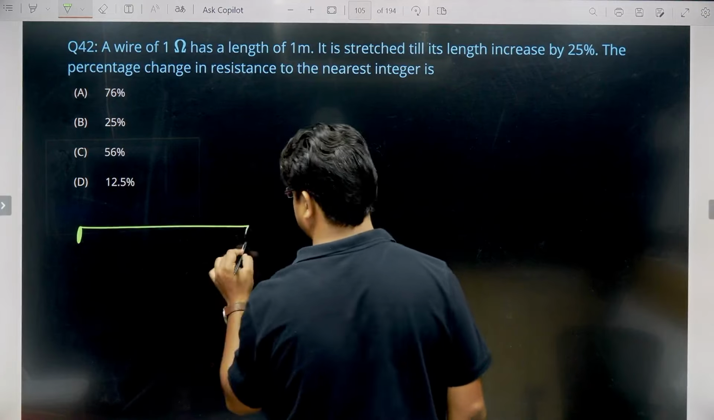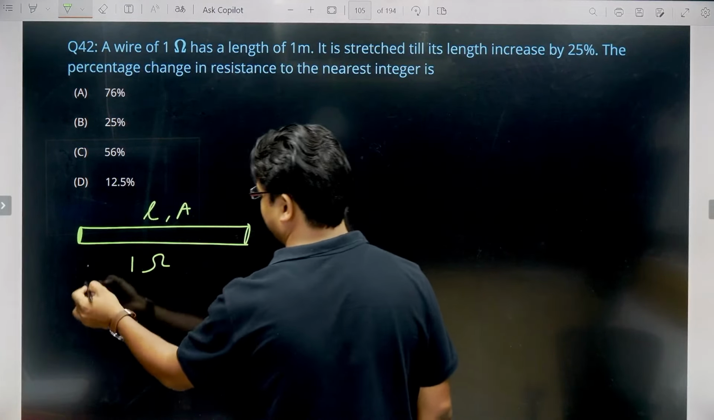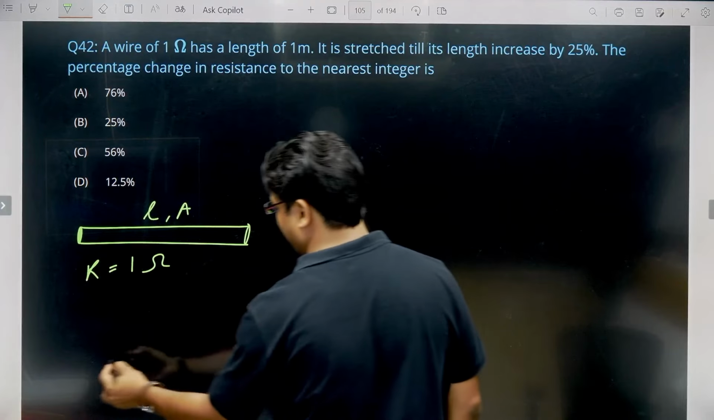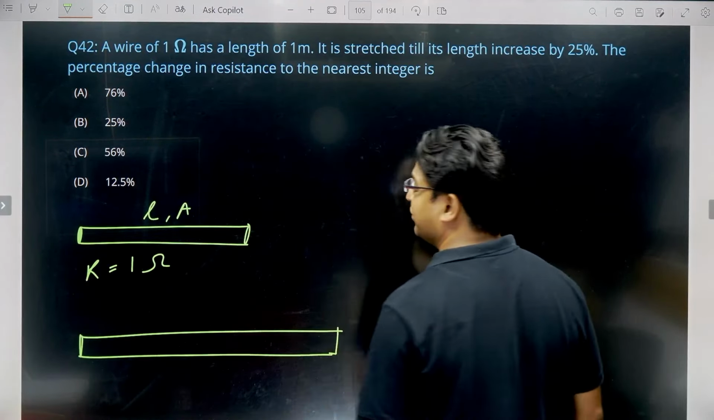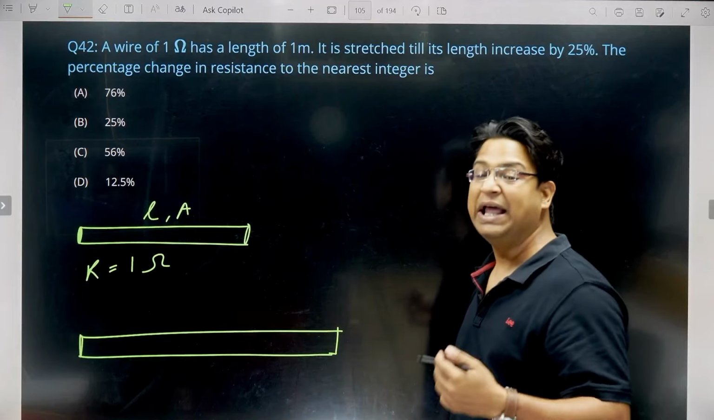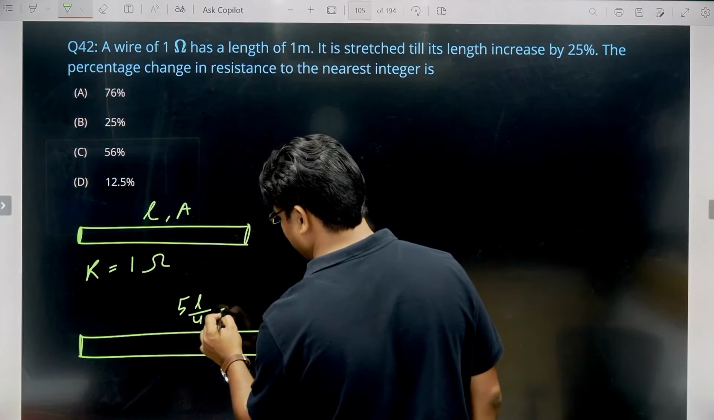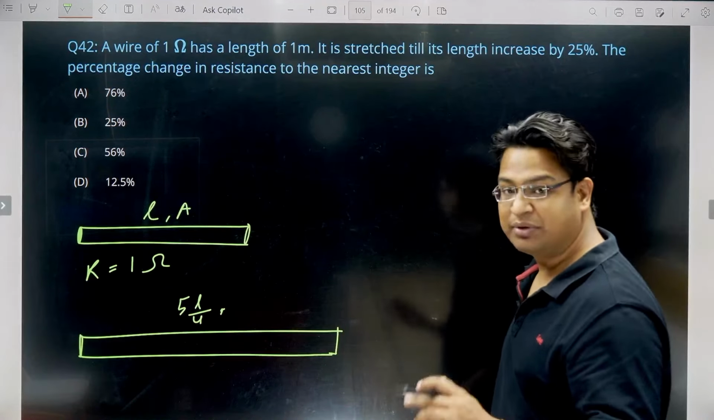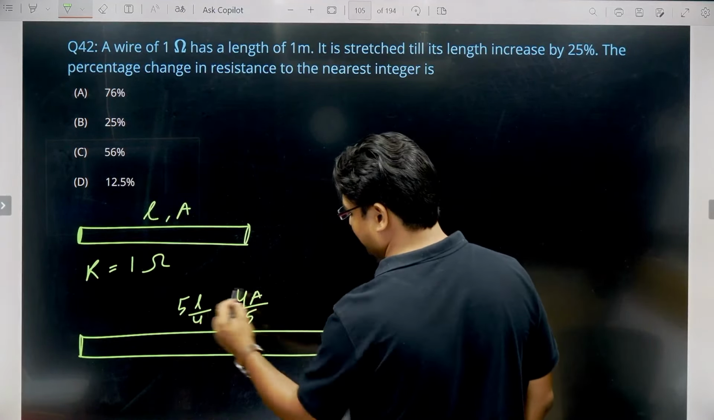All right, so this is a rod of length L, area A. It has resistance, let's say R, which is 1. Now what we did, we increased the length by 25%. That is, we increased it by L by 4. So L plus L by 4 is 5L by 4. So we made the length 5L by 4. So the area will definitely reduce to keep the volume the same, and the new area will become 4A by 5. Notice the product should remain constant.